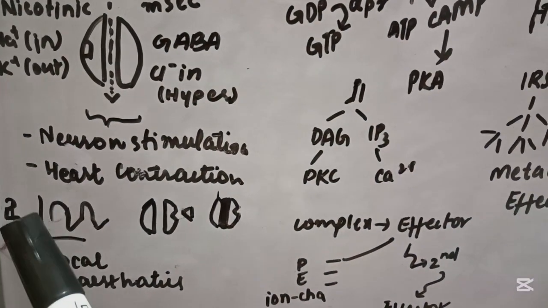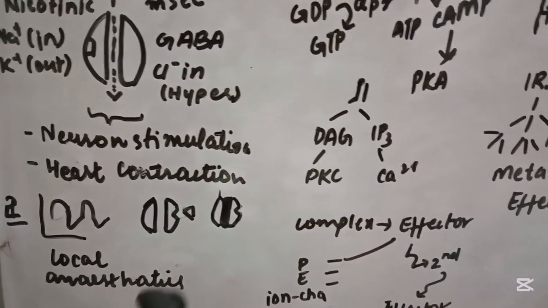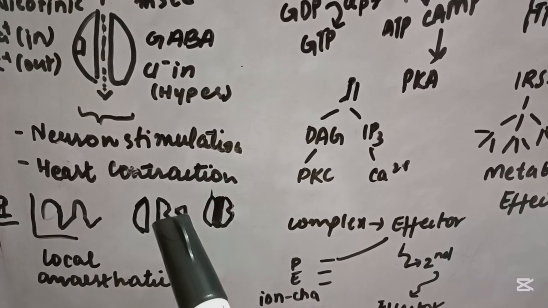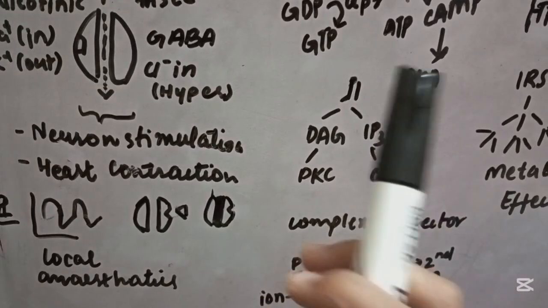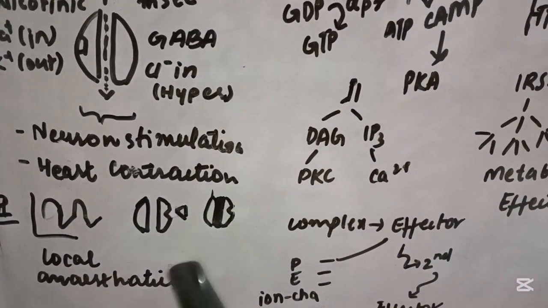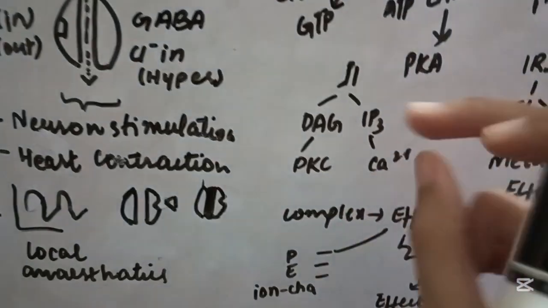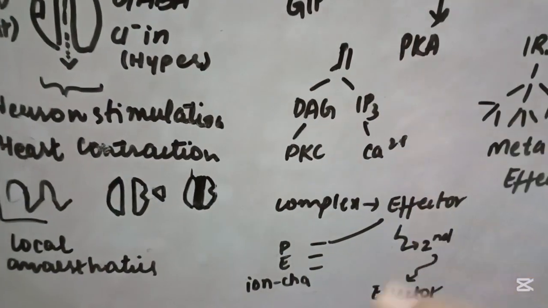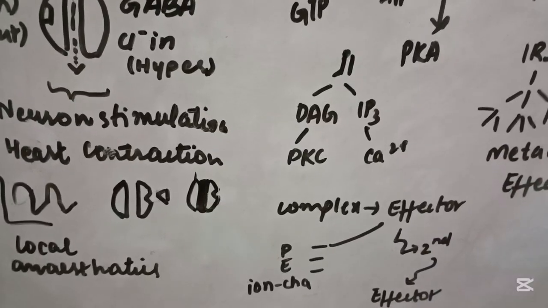Next is channel that is voltage gated. So here in this case, when the drug binds with the voltage gated channel, it actually regulates the channel opening. Like suppose if our channel opens at a particular voltage, then after the binding of the drug, it doesn't open at that particular voltage, or the voltage may be increased or decreased for the opening of that channel. That's it.